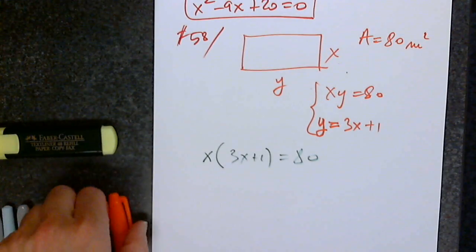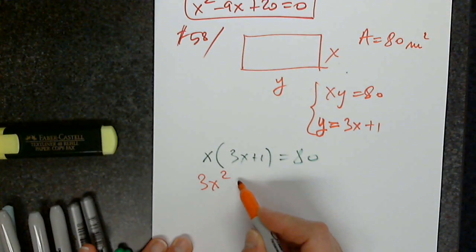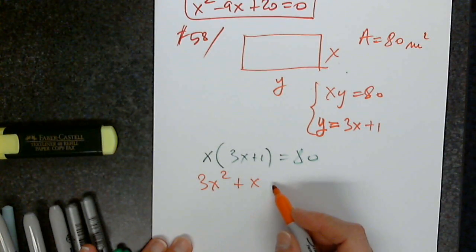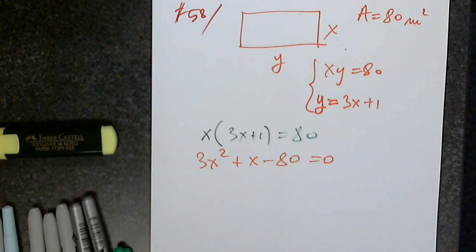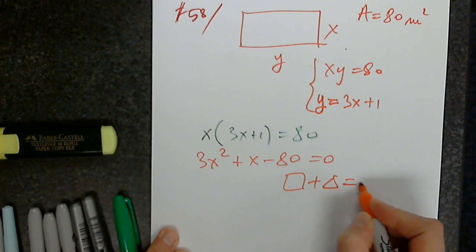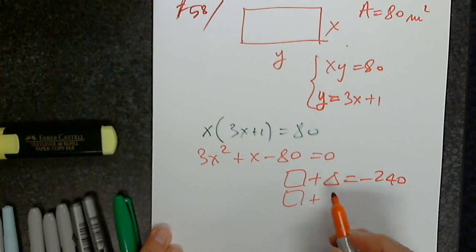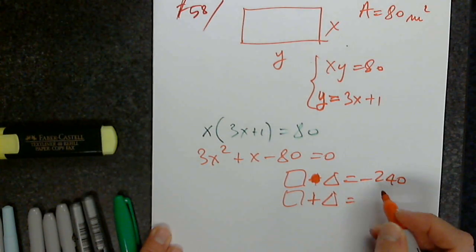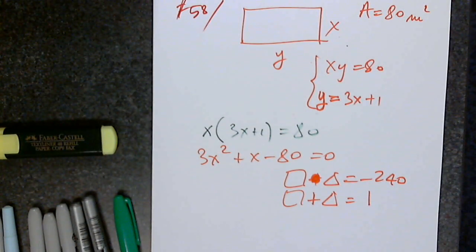Can anyone dictate the next step? Very good. So then? And 80, negative 80. So the product is negative 240. And the sum, oops, the product. And the sum is 1. Good. So let's try. 240 is a big number.